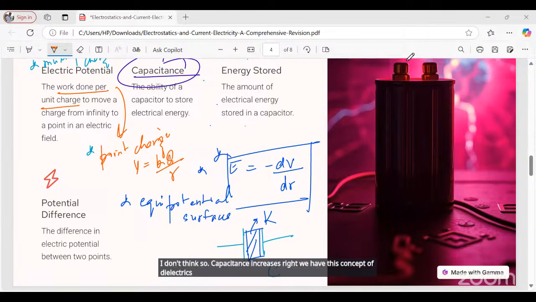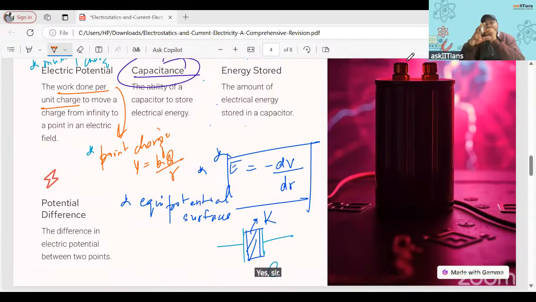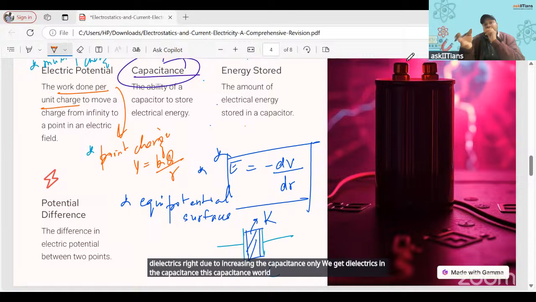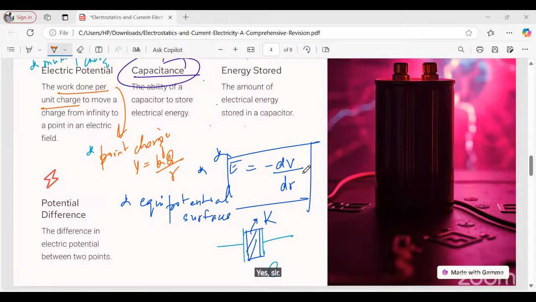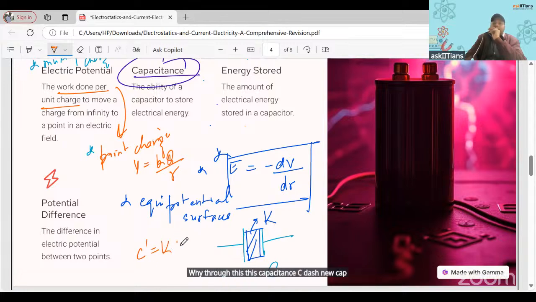Yes, increasing, sir. We get dielectrics in the capacitance, for increasing the capacitance. So this capacitance C dash, the new capacitance, will become Kc, right? And this K is always greater than 1.